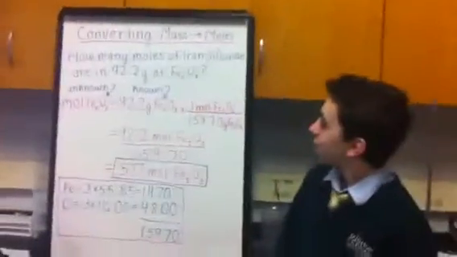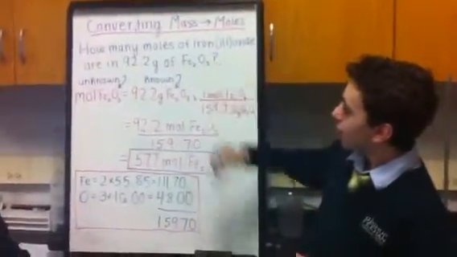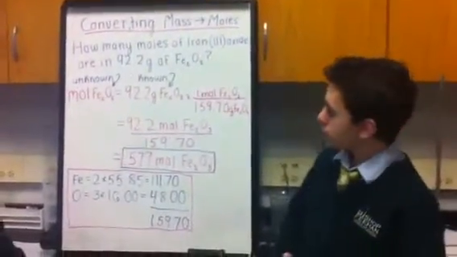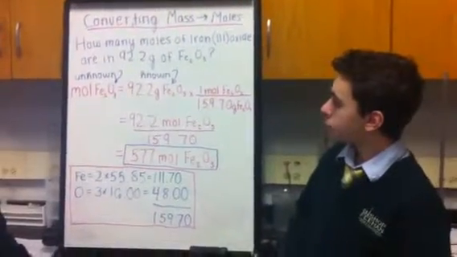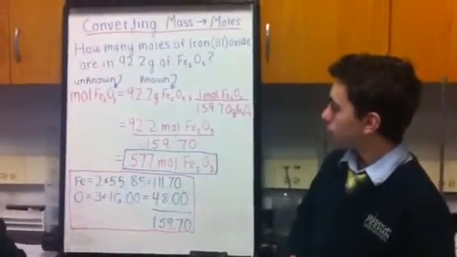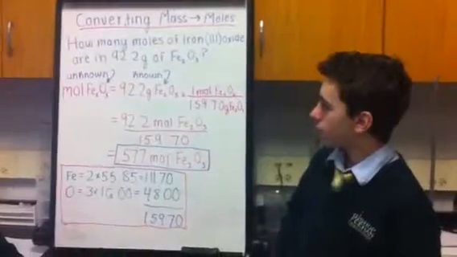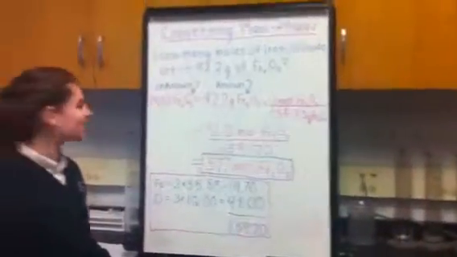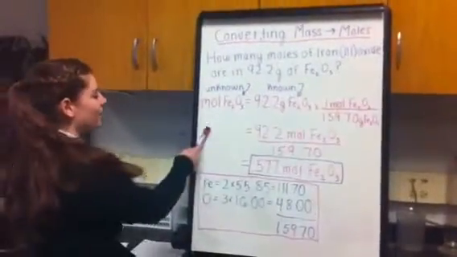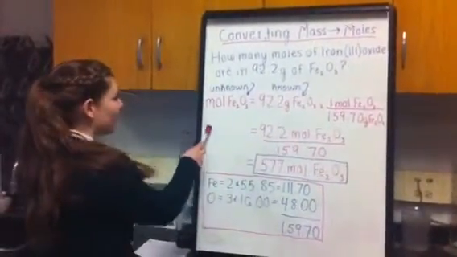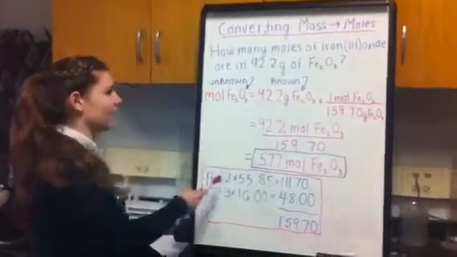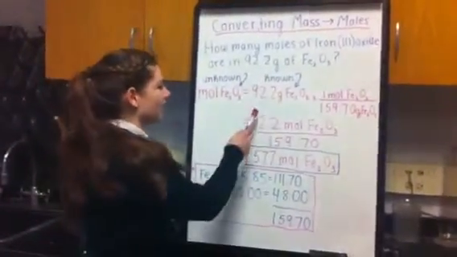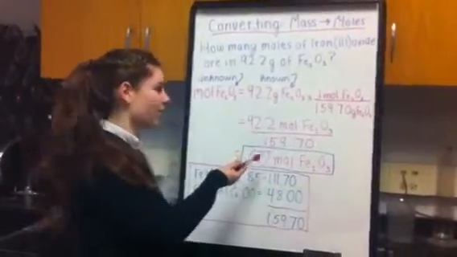This lesson is on converting mass to moles. How many moles of iron 3 oxide are in 92.2 grams of iron oxide? So now Caroline's going to explain. Okay, so our unknown is moles of iron 3 oxide, and our known is 92.2 grams of iron 3 oxide.